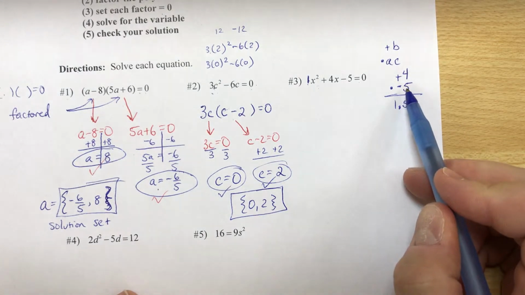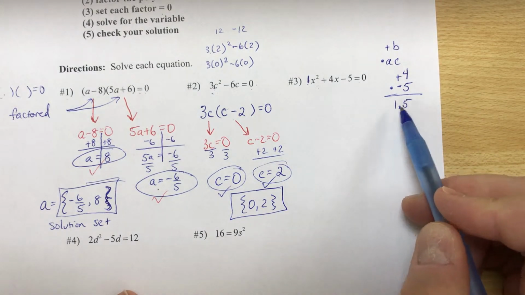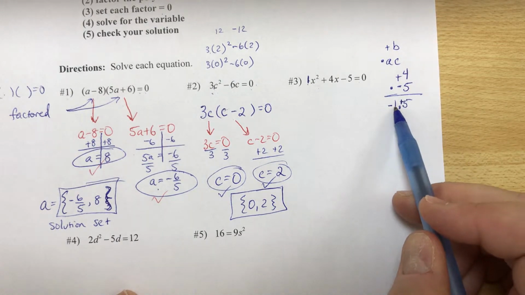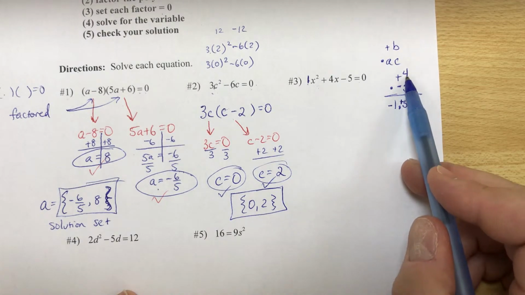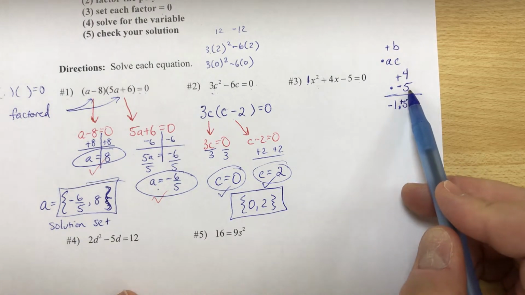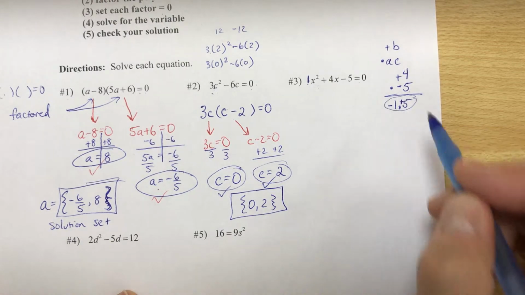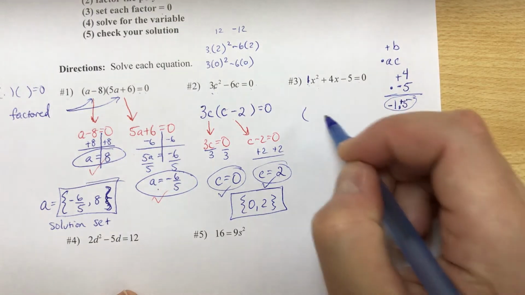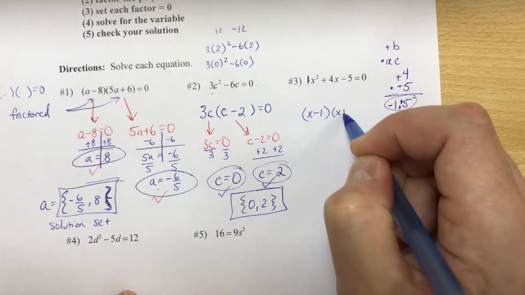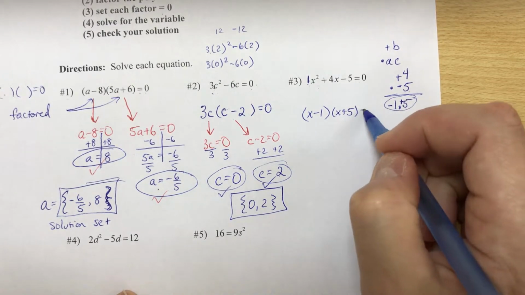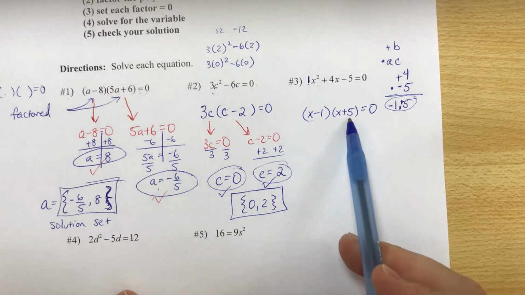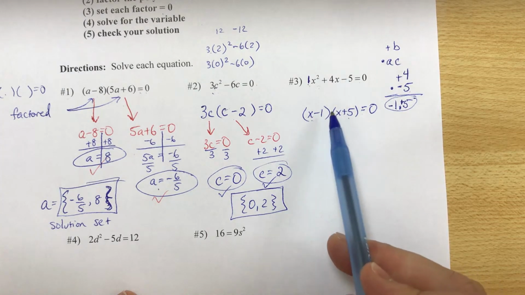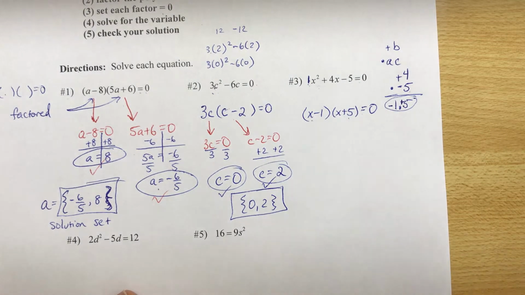Now, to multiply to a negative, one of these has to be a negative value. Let's make this negative 1 and positive 5 because negative 1 plus 5 adds up to 4, and negative 1 times 5 multiplies to negative 5. This is our winner. Now, because this is a 1x squared, we can just write the factors x minus 1 times x plus 5. Now, this is an equation, so we're not done once we factored it. It's equal to 0. So either this factor is 0 or this factor is 0. Now we're going to solve.